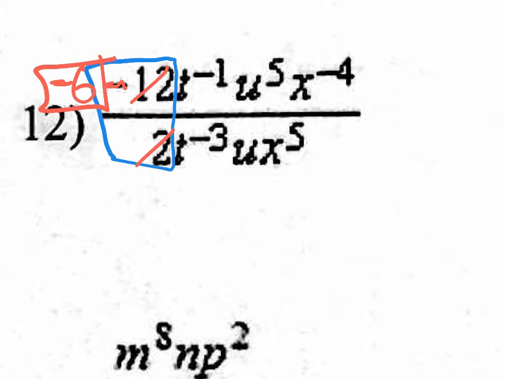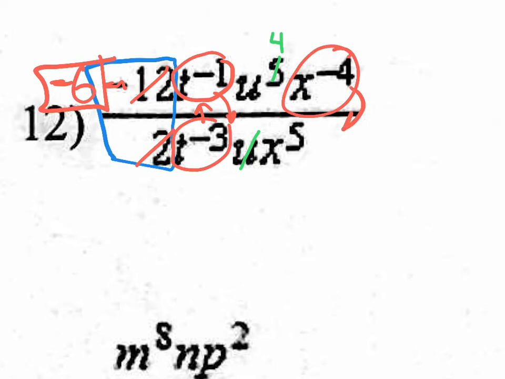Now, I know I need to take this t to the negative 1 and move it down, and take this t to the negative 3 and move it up, and they're going to become positive. But before doing that, let me cancel out what I could cancel out. Like the u on the bottom cancels out with one of these 5 u's, which means I have 4 u's left up on top. And then also I'm going to move this x to the negative 4 down here right next to the x to the positive 5, and it'll become x to the positive 4.